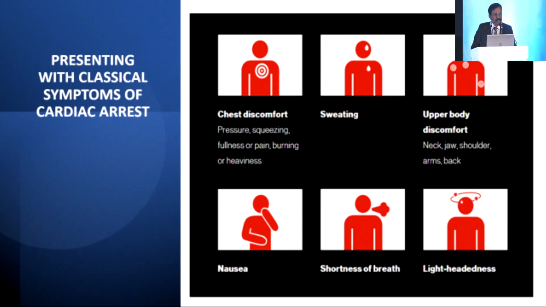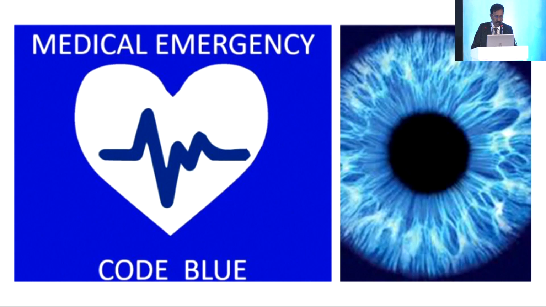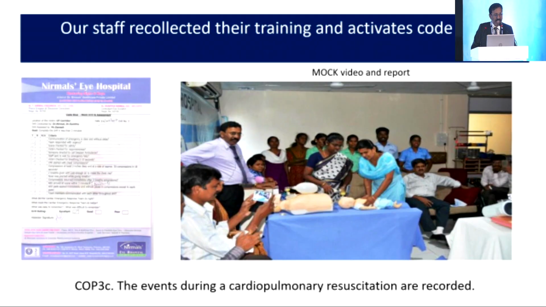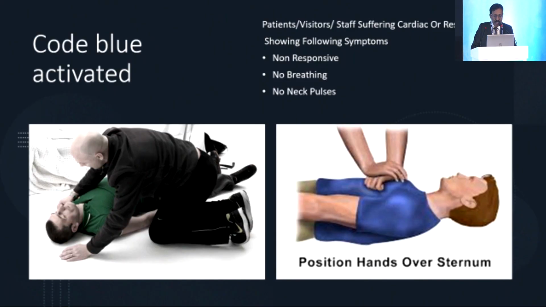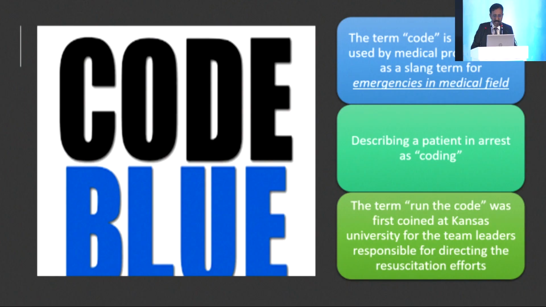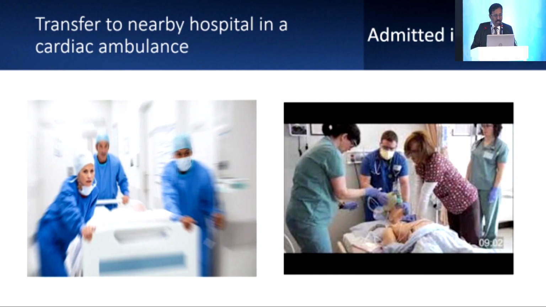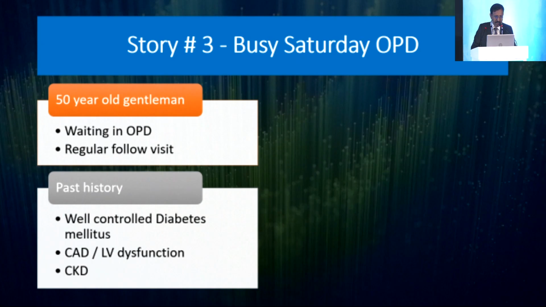Suddenly she presented with classical symptoms of cardiac arrest: chest discomfort, sweating, upper body discomfort, nausea, shortness of breath, and giddiness. So this is a classical sign of a myocardial infarction. It is a medical emergency. Code blue was called. Our staff recollected their training and activated the code blue. The patient was positioned, stabilized, and transferred to the nearby hospital by cardiac ambulance within 5 to 10 minutes.